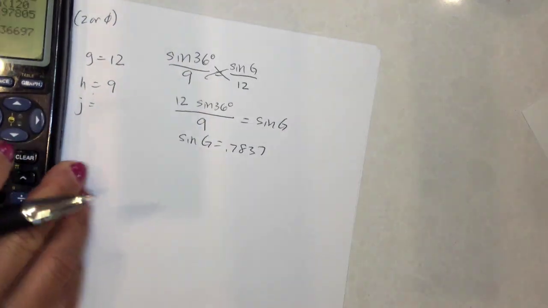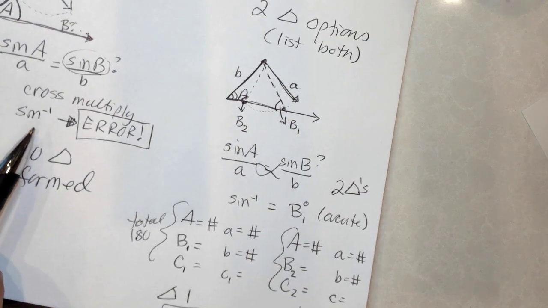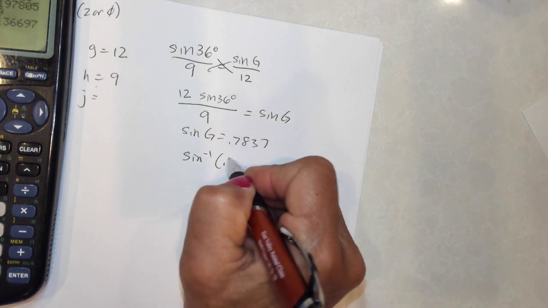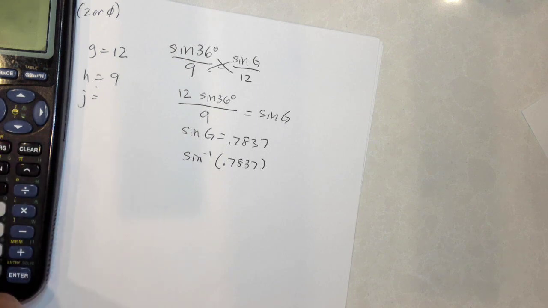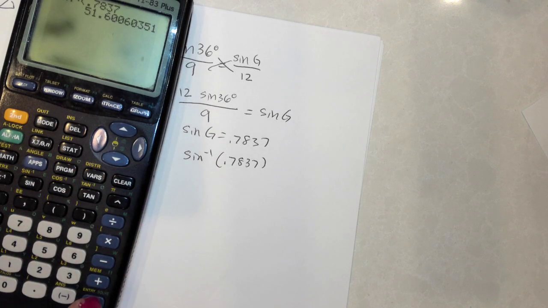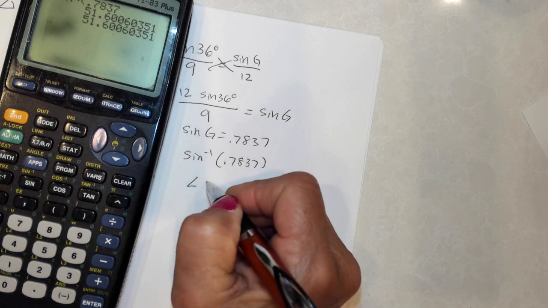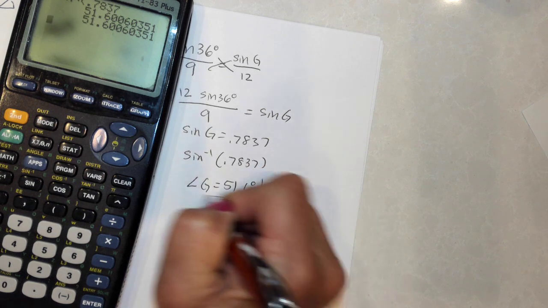So the sine of angle g is 0.7837. So since I'm looking for an angle, and just like it says on my notes, I'm going to end up having to use sine inverse. So at this point, I'm doing sine inverse of 0.7837. So inverse sine 0.7837 gives me an angle measure. So angle G is 51.6 degrees.